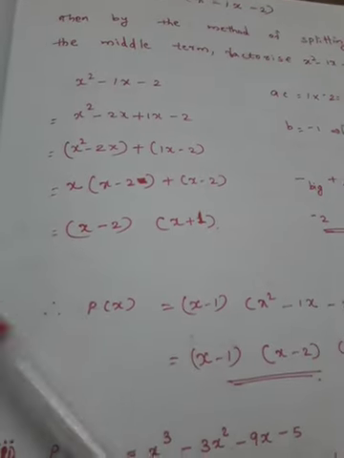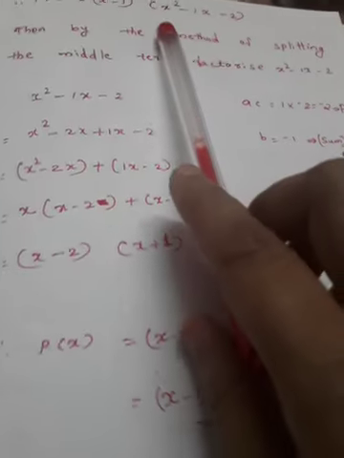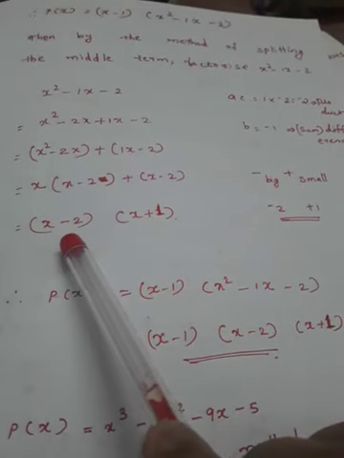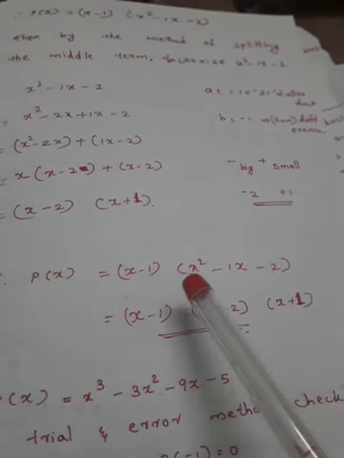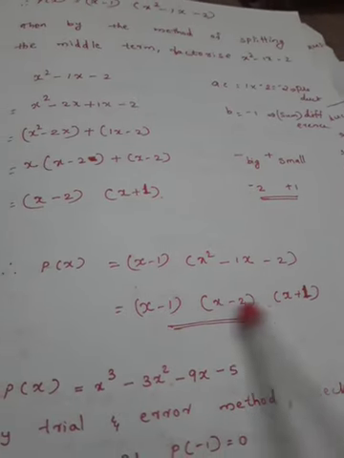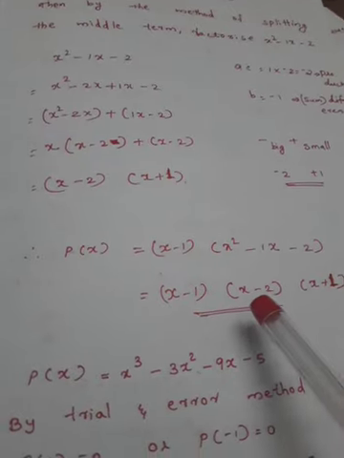So which are the factors of p of x actually? x minus 1 into x square minus 1x minus 2, that we got here. Okay. Now we got the factors of x square minus 1x minus 2 as x minus 2 into x plus 1. So here p of x equals x minus 1 into x minus 2 into x plus 1. These are the factors of the given polynomial with the 4 terms.